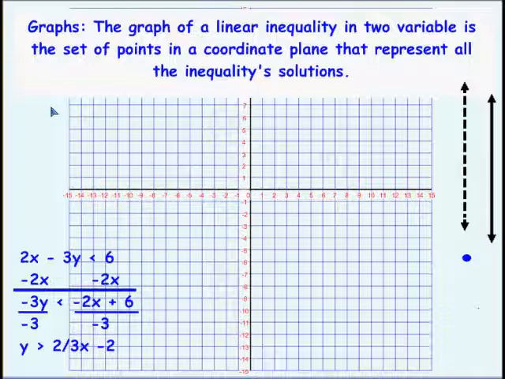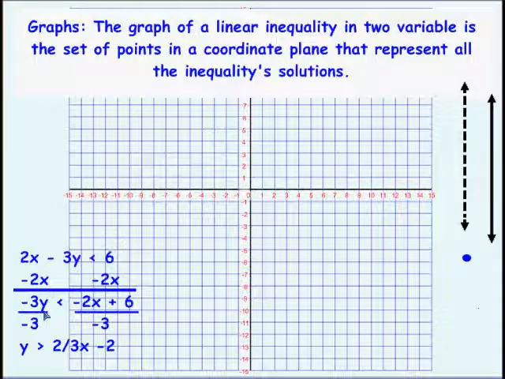Now we come to the graphs. So the graph of a linear inequality in two variables is the set of points in a coordinate plane that represents all the inequality's solutions. So if I was going to graph 2x minus 3y is less than 6, which was our inequality from the first slide, I do need to put it in slope-intercept form to be able to graph it. So I'm going to get rid of my x's. And then I would end up with my negative 3y is less than negative 2x plus 6.